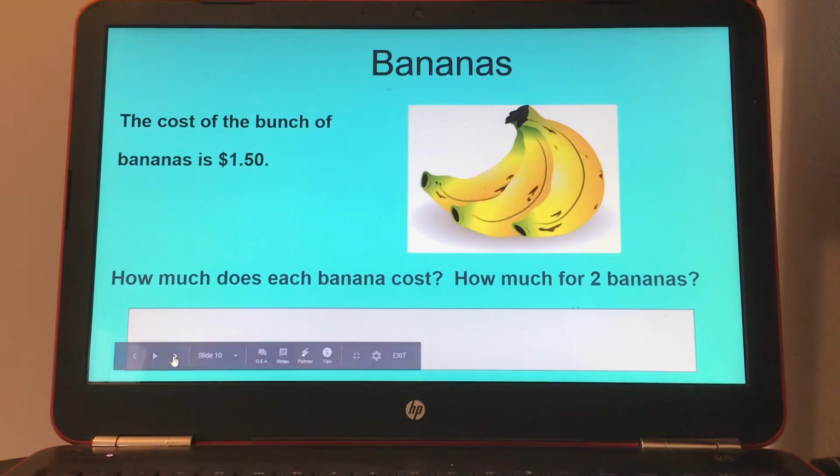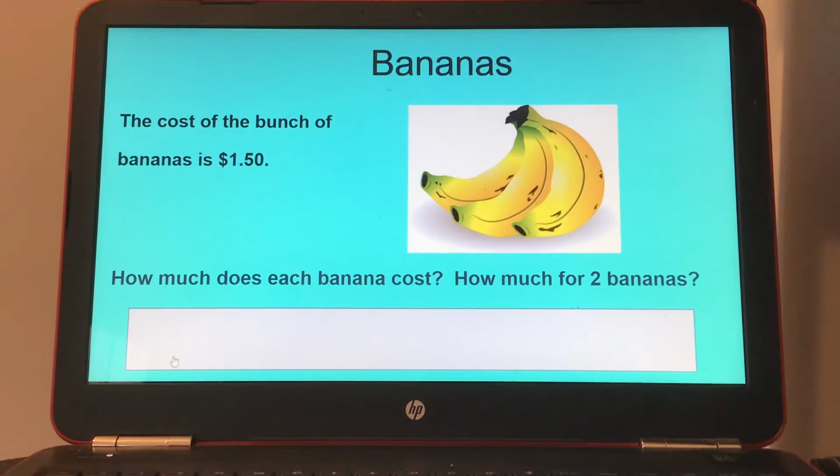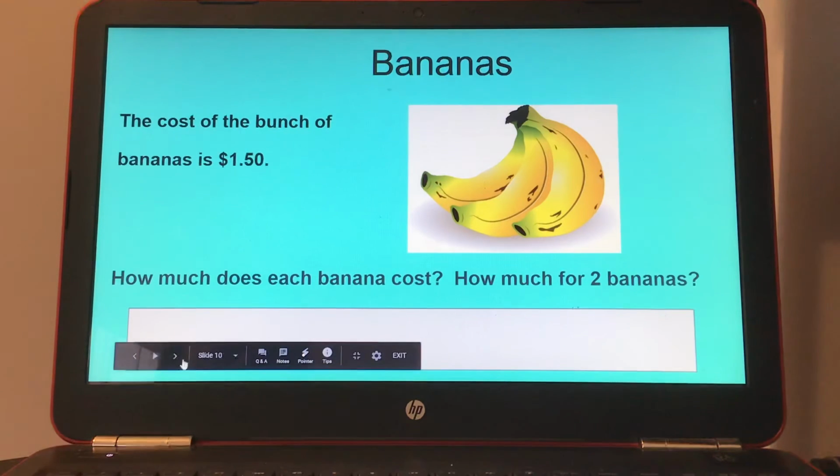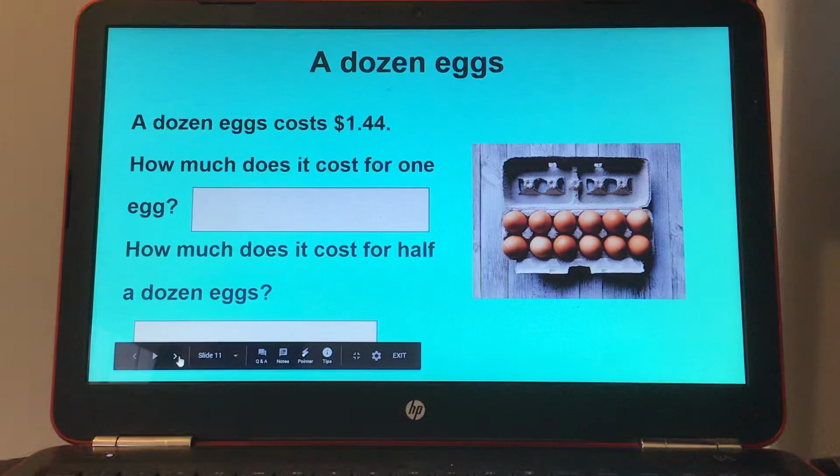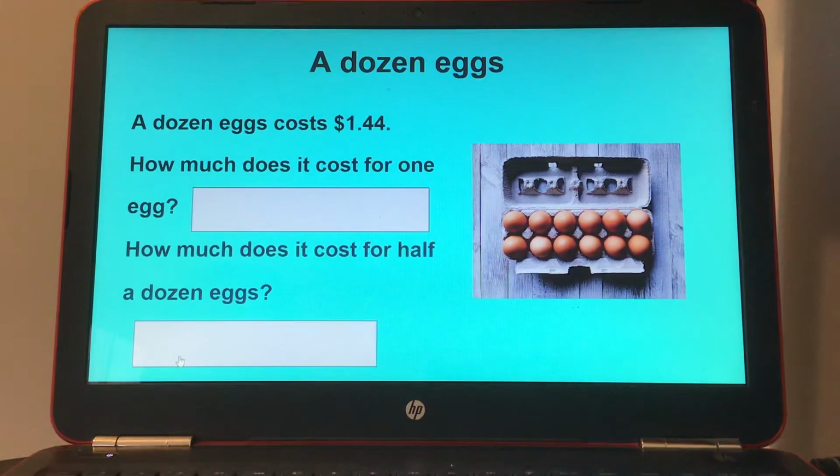Bananas. The cost of the bunch of bananas is $1.50. So there's 3 bananas in there. How much does each banana cost? How much does 2 bananas cost? A dozen eggs. A dozen eggs cost $1.44. How much does it cost for 1 egg? How much does it cost for half a dozen eggs? So half a dozen would be 6 eggs.